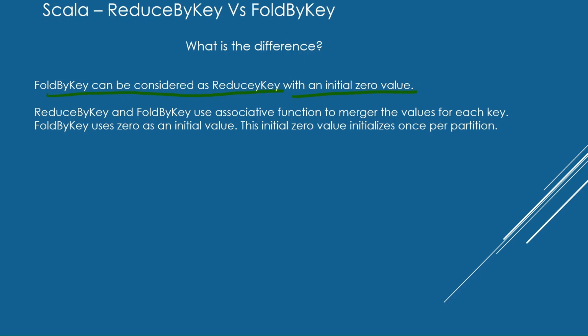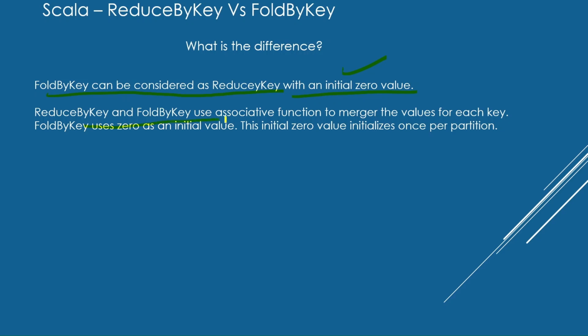What I'm saying is that reduceByKey and foldByKey function almost in the same way. But whenever we use foldByKey, when the aggregation function is implemented on each and every partition, foldByKey initializes the accumulator with the help of a zero value. That is not happening in the case of reduceByKey, but this initialization of the zero value is happening in foldByKey.